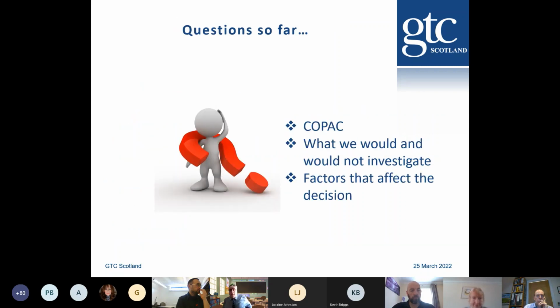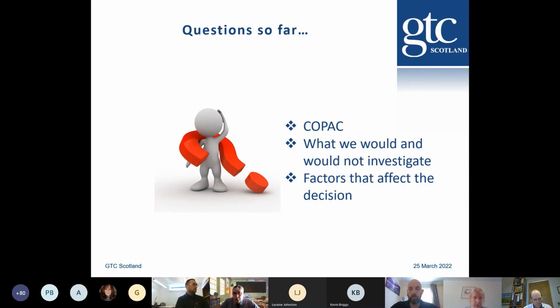Okay, and I see that a question has come in while I was talking there. So another point for us to stop and to ask any questions. And this time we can concentrate on COPAC and the sort of things that we would likely and would not likely investigate and the factors that affect the decision. There were quite a few of those factors there.